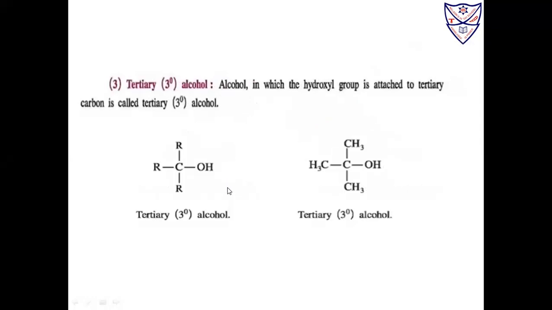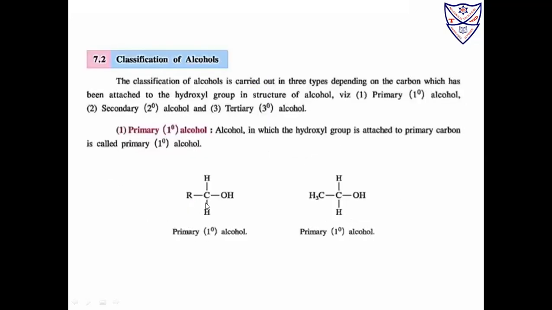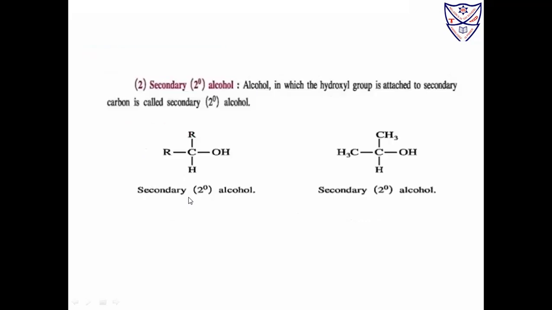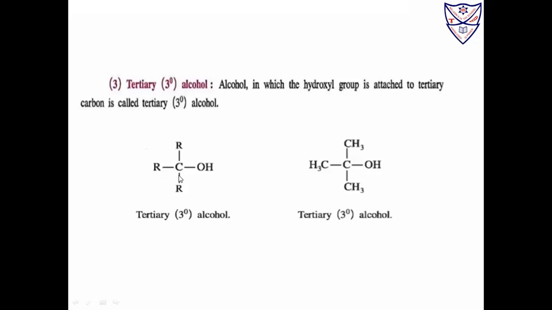Now, what is tertiary? See here, this carbon is called tertiary. Three R groups, that is alkyl groups, are attached to this carbon. If the hydroxyl group is on this carbon, it's a tertiary alcohol. Let's repeat. Primary alcohol, only one R is there. Secondary alcohol, two R alkyl groups are there. Tertiary alcohol, three alkyl groups are there.